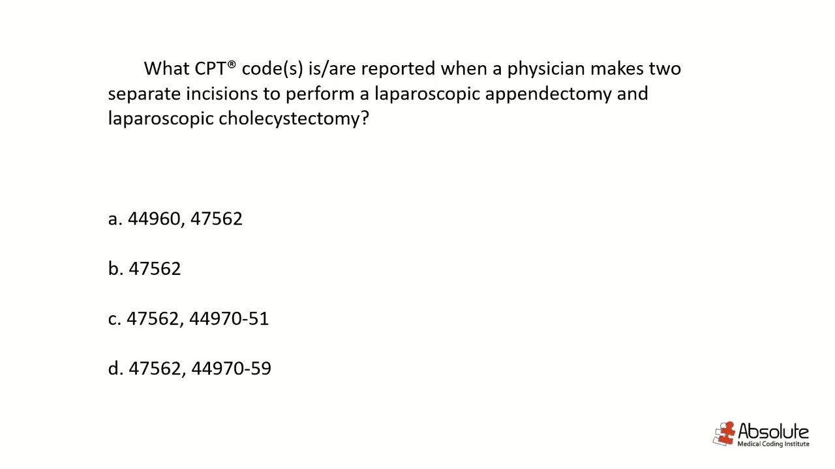And the answers are A, 44960, 47562; B, 47562; C, 47562, 4497051; and D, 47562, 4497059. What CPT codes are reported when a physician makes two separate incisions to perform a laparoscopic appendectomy and laparoscopic cholecystectomy?